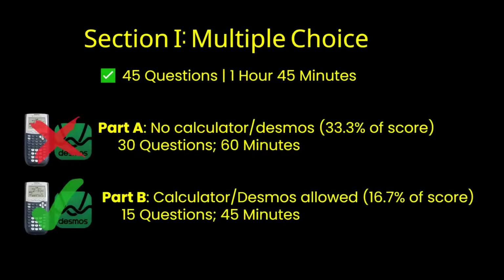Now, let's look a little bit deeper into Section 1, multiple choice. There's going to be 45 questions and 2 parts. Part A is no calculators or Desmos allowed. It accounts for 33.3% of your score, so 1/3, and there's going to be 30 questions, and you're going to have 60 minutes to answer those 30 questions. Part B, the calculator or Desmos will be allowed. It's going to be 16.7% of your score, and there's going to be only 15 questions and 45 minutes for that part of the multiple choice section.